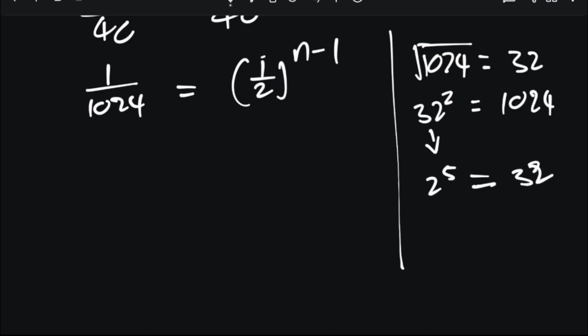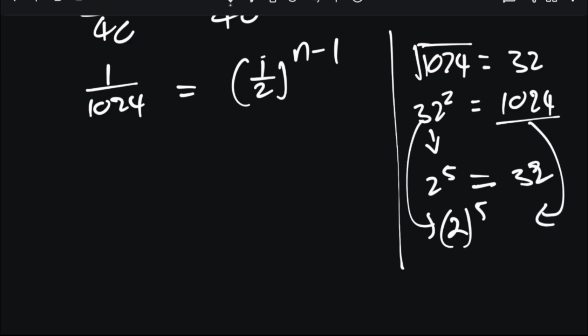Right, so now you know that you can rewrite this 32 as 2 to the power 5. And you can write 1024 here as 2 to the power 5 times 2, right? So your final answer will be 2 to the power 10, right?